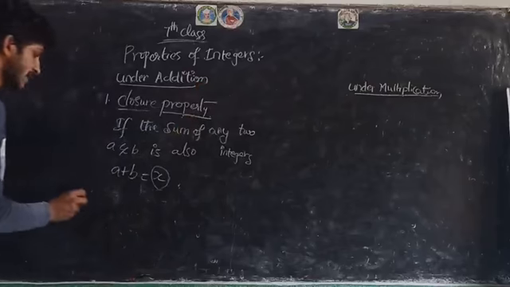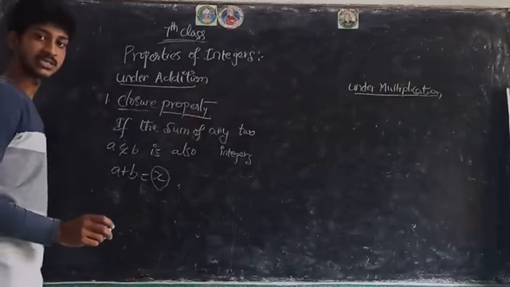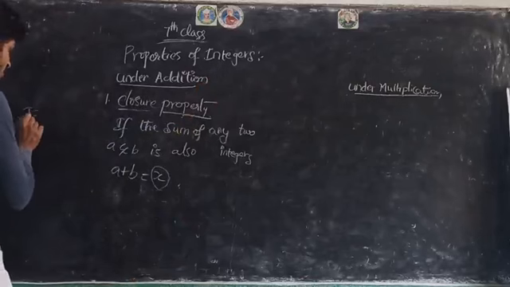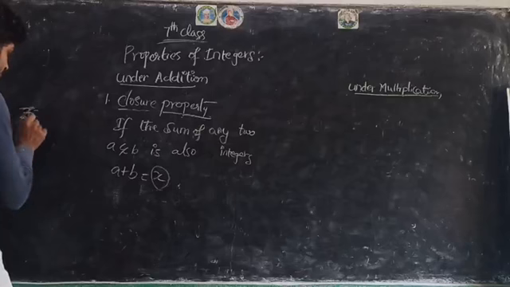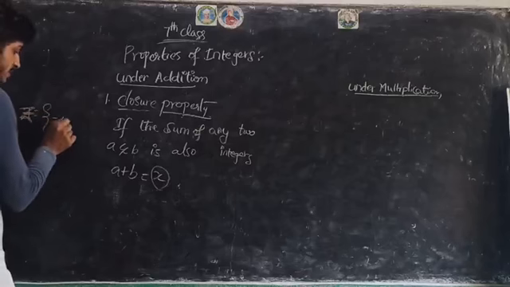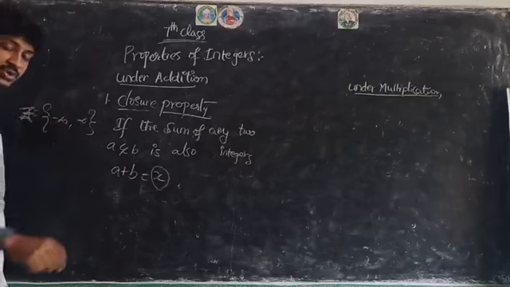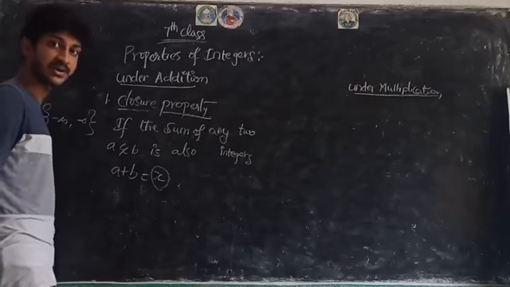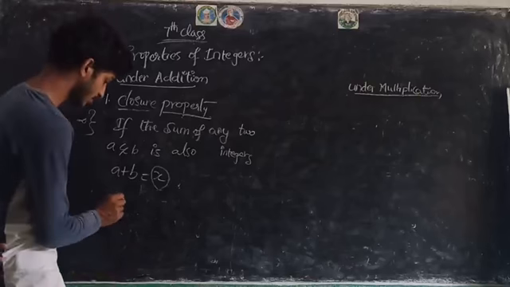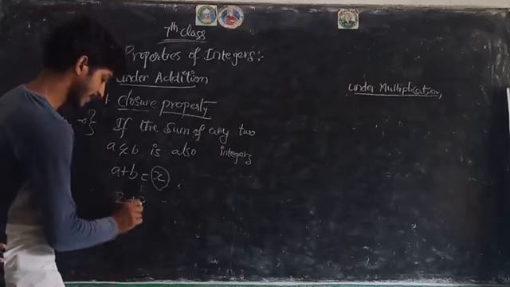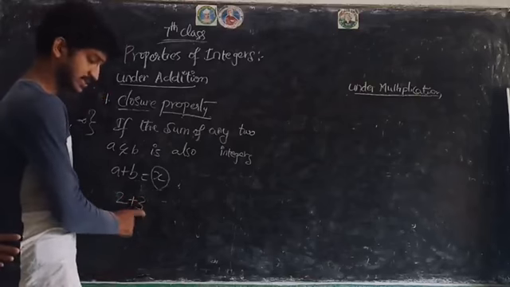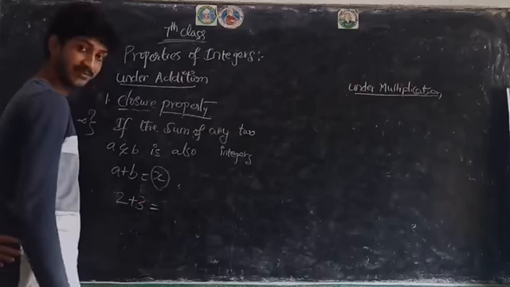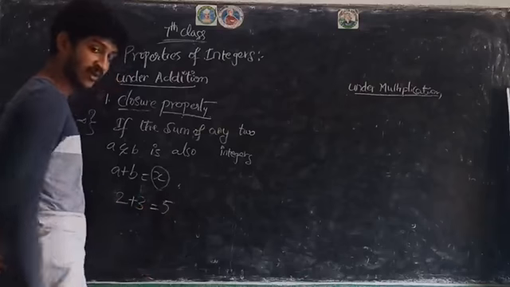Okay, see an example here. Take any two integers from the integer set. What is the integer set? Z equal to minus infinity to infinity. So take any two numbers from minus infinity to infinity. First of all, take two positive numbers, any two positive numbers, 2 and 3. A is 2, B is 3, and I am adding 2 and 3 now, and the sum is 5.